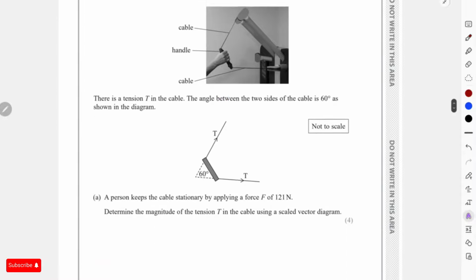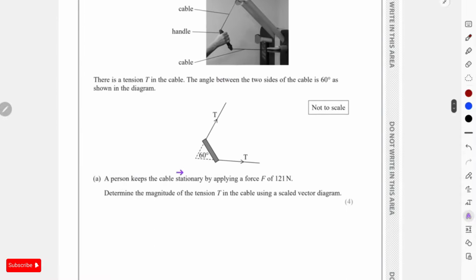It also says that the person keeps the cable stationary by applying a force F of 121 Newton. We need to determine the magnitude of the tension in the cable, and this should be a scaled vector diagram. Now this diagram is not drawn to scale, which means the lengths of these lines are not accurate. And you do not have any other sources to calculate the value for T. So you are supposed to use the cosine rule as rough work, find the approximate length of these tensions, and then draw the vector diagram as a final stage.